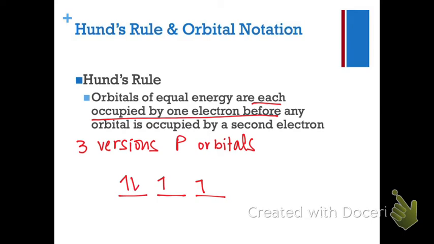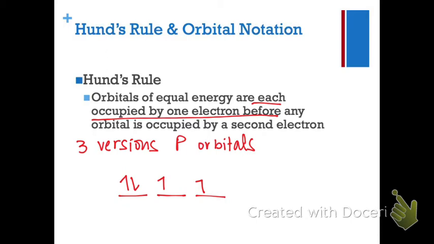I have to put an electron in each version of that p orbital before anyone gets a second one. That's the rule. I've got to put 1 in each before I go back and put in a second one. I know that seems kind of redundant, but that's just the rule. The 4th one just goes back to the beginning. So we go 1, 2, 3, and then we come back to the beginning for the 4th one.